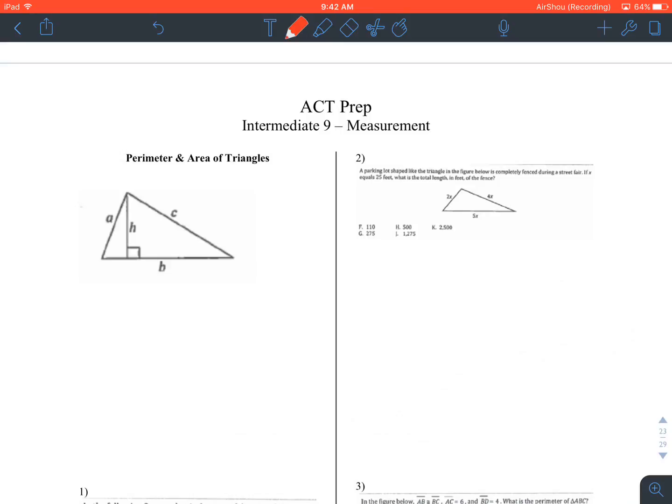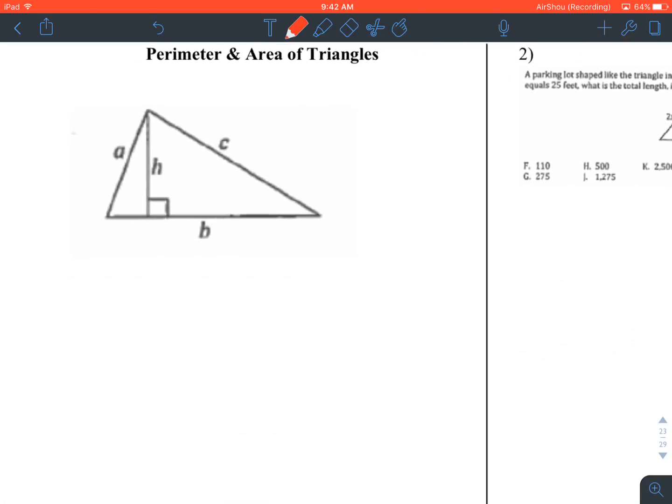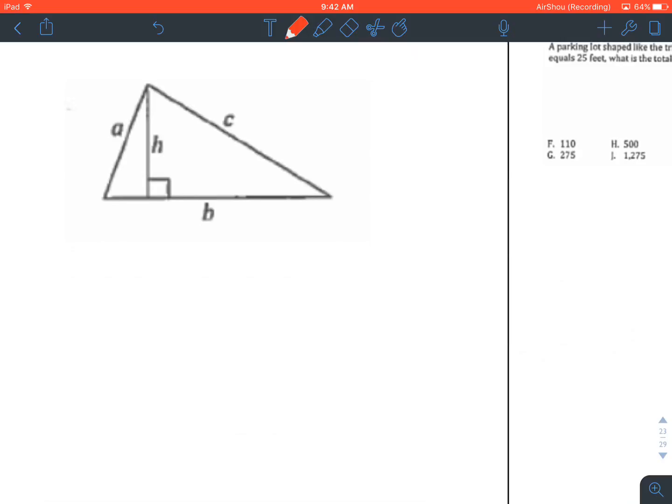Alright, this is Intermediate Lesson 9, Measurement, which is going to deal with the perimeter and areas of different shapes, like triangles, rectangles, circles, and composite shapes, which means combining those into bigger shapes. So let's first go over different things about a triangle.